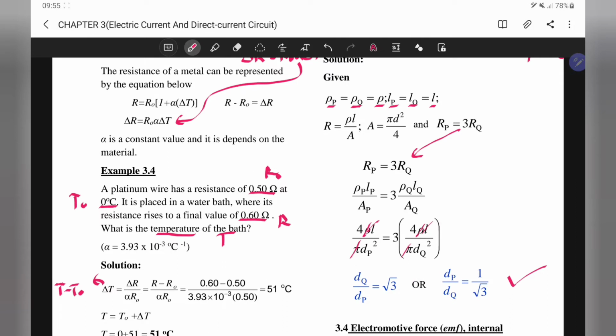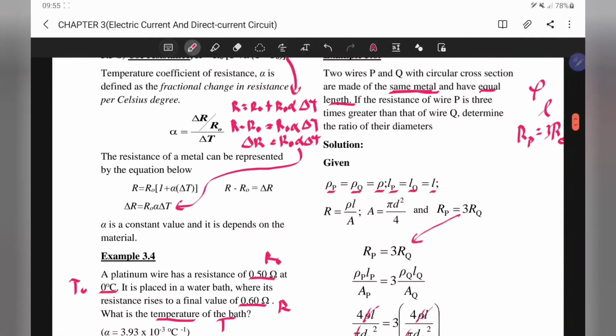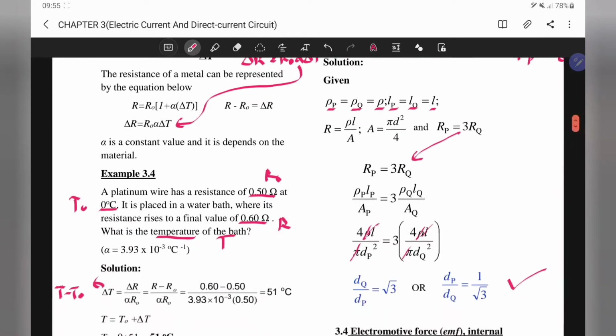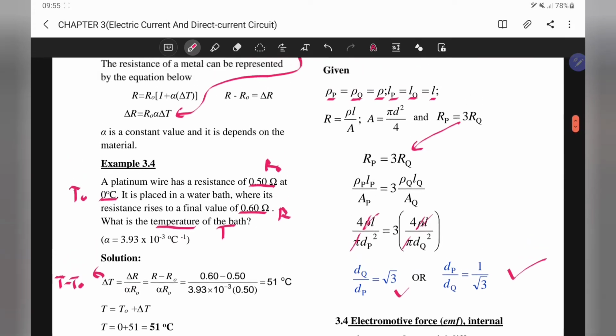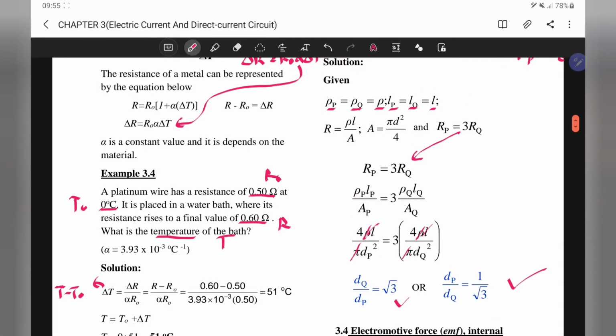So this is the way. According to the question, they ask you to calculate the ratio of the diameters. So it can be Q to P or P to Q, doesn't matter. So you may get two different answers here, but still correct.